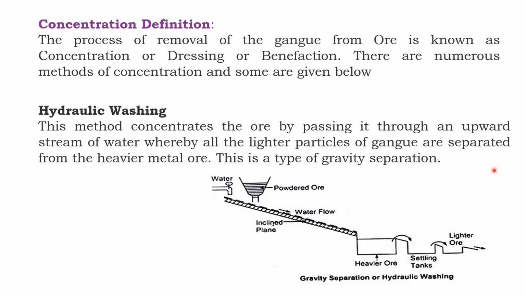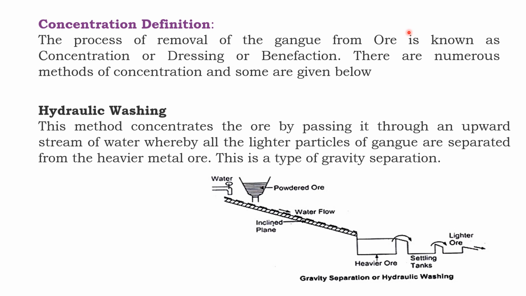So we move to the different processes for the concentration of ore. As I told you, concentration of ore is the process of removal of the impurity or gangue material from the ore and to increase the concentration of the metal and its compounds. The first method is hydraulic washing.